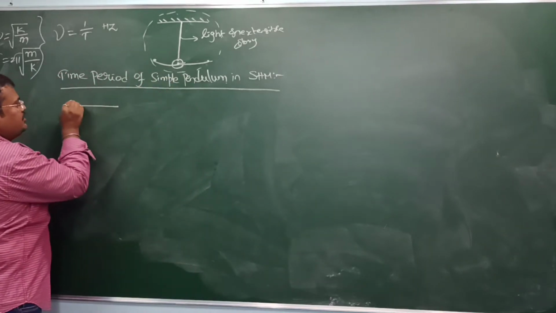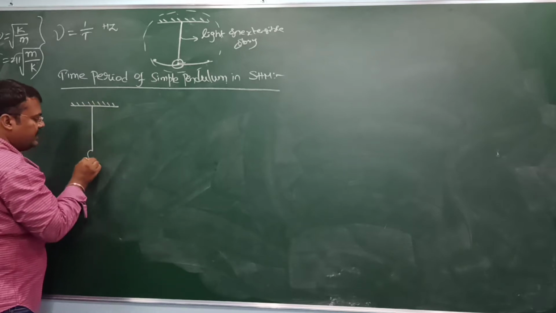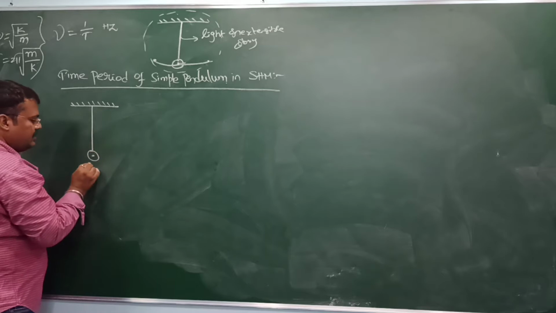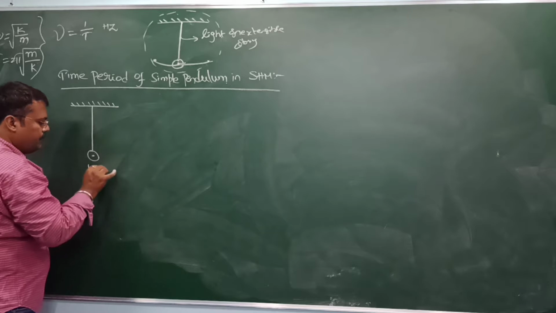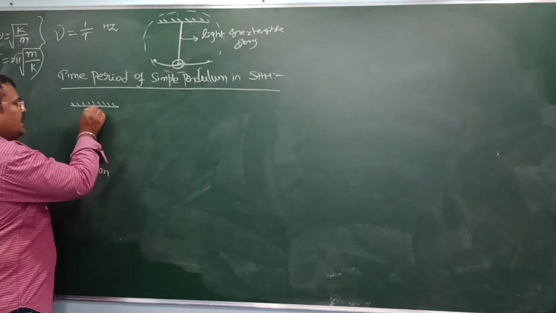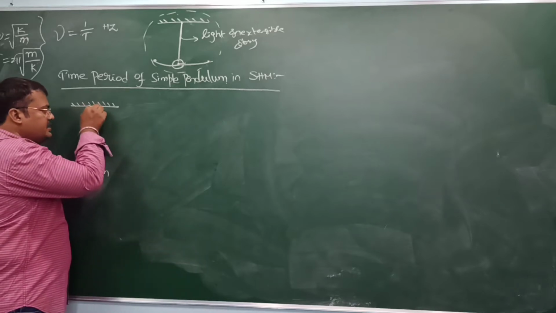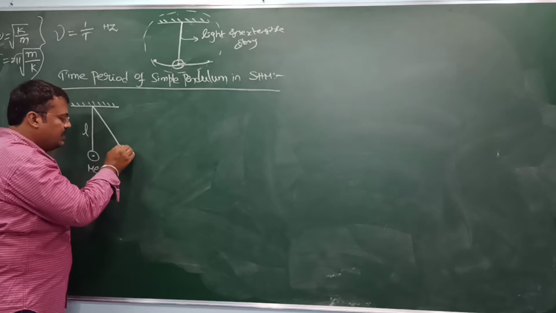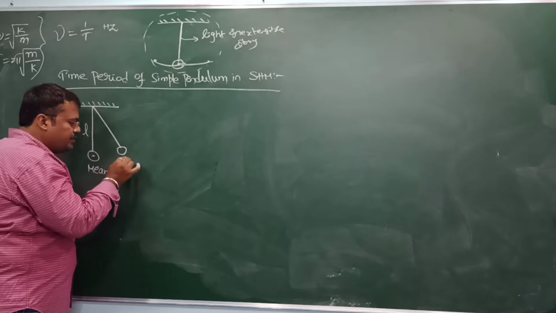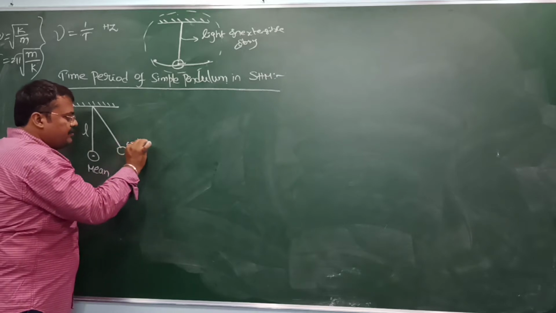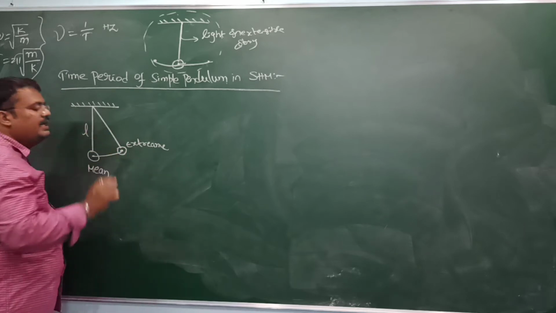So first of all, let us take one rigid support here, and let us take one pendulum bob, which exists at the mean position. The length of the string is L, and whenever it is disturbed, the bob reaches its extreme position, from here to here it will reach.